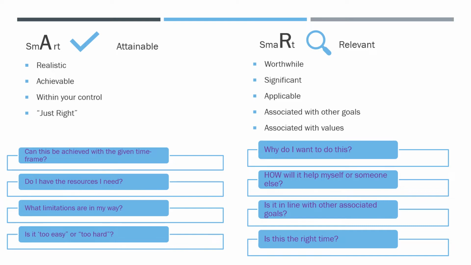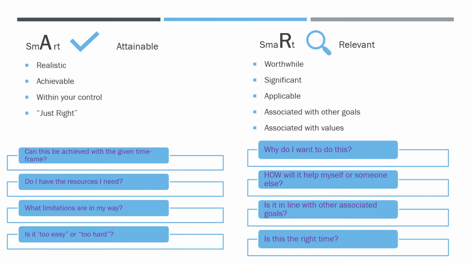control, that it's not something that is 2 years away. It needs to be designed in a reasonable amount of time. Do you have resources that you need or skills that you need? And are there limitations in place that you think of in advance and help to plan for them? That's the attainable.